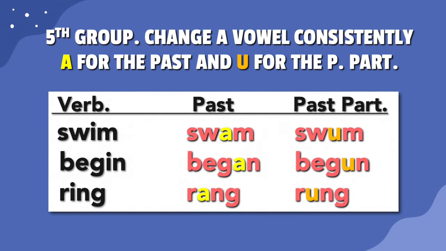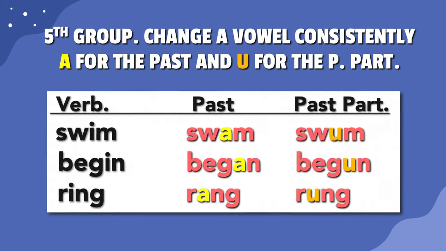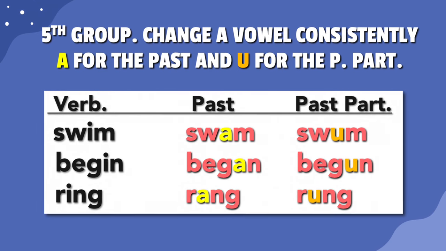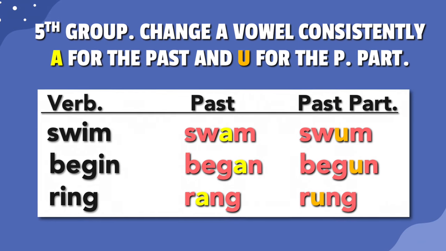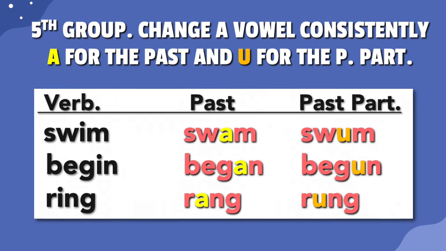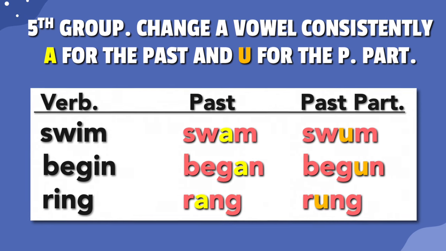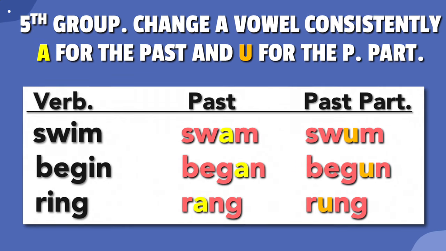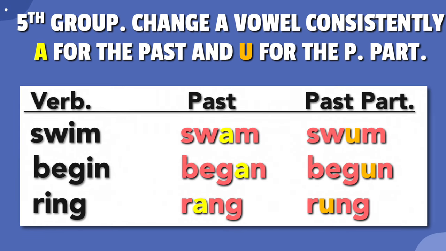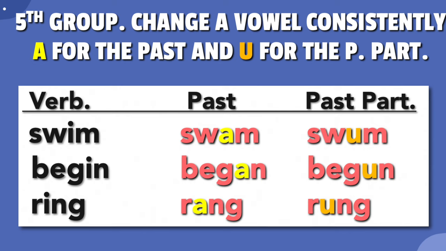The fifth group change a vowel consistently. A for the past and U for the past participle. Just like these ones. Swim, swam, swum. Begin, began, begun. Ring, rang, rung.